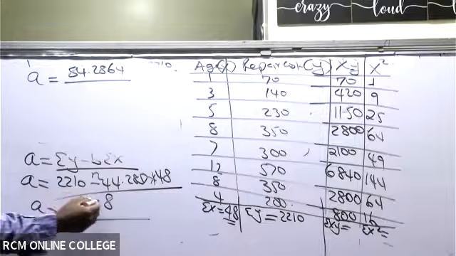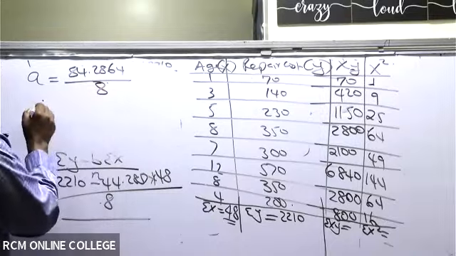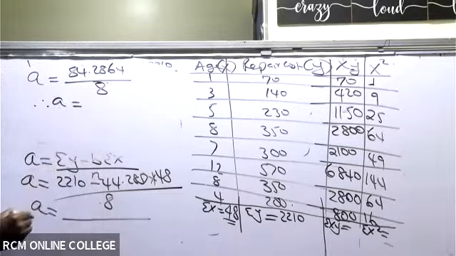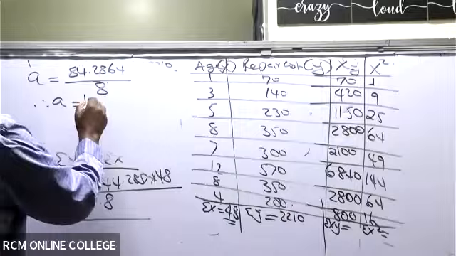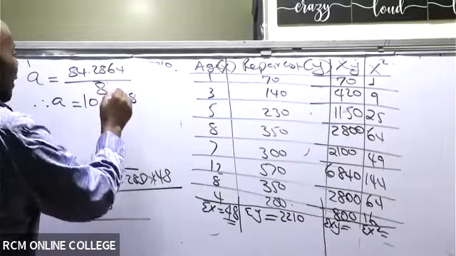Divided by N now, which gives A. So can you kindly give me the value of A? Is there somebody who can now give me the value of A? Yeah, 10.5358. 10.5358, like that.